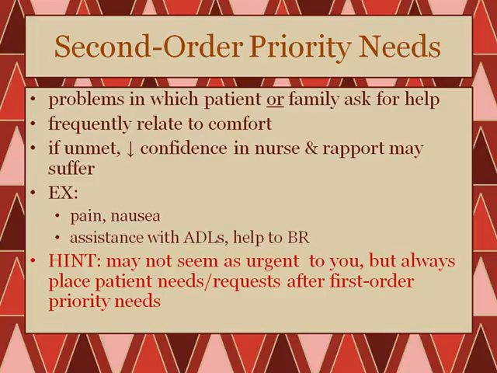Examples of second order priority needs include patient complains of pain, and that's probably one of the more common ones we're going to see. Nausea, they want assistance with their ADLs, which are their activities of daily living, or maybe they request help to the bathroom. Maybe they want their gown changed. Anything that's important to them or they have requested is a second order priority need. Got a hint down here at the bottom, and this is pretty important. These may not seem as urgent to you as the nurse, but you always will place these needs right after first order priority needs. You always do for the patient first.